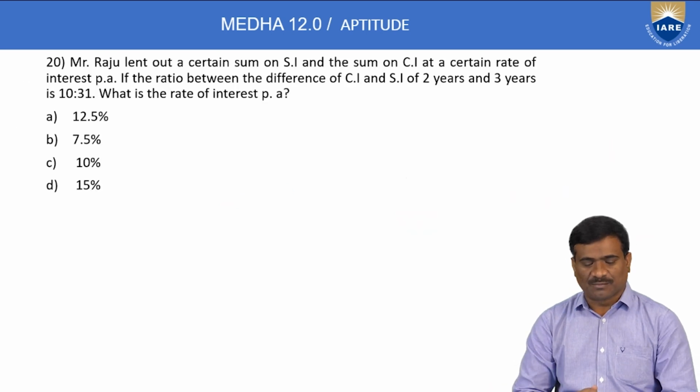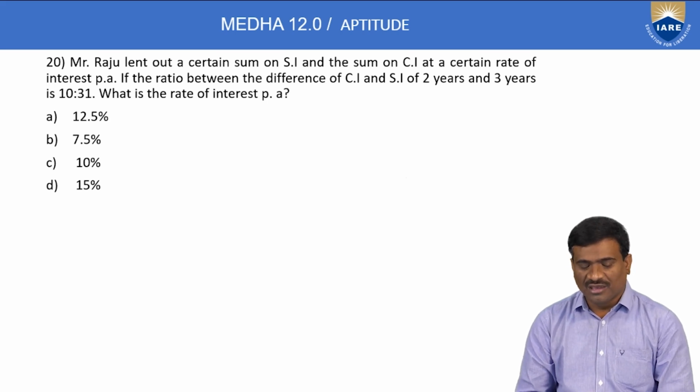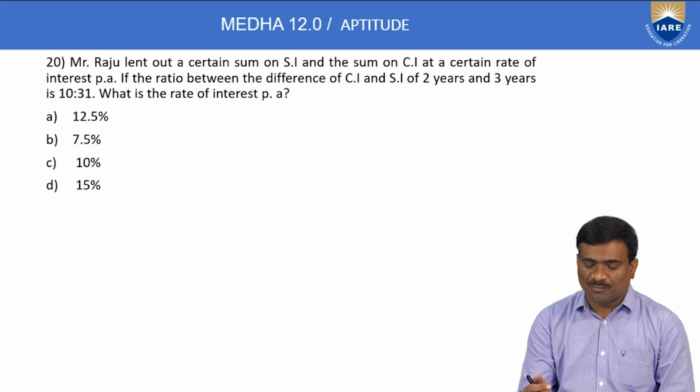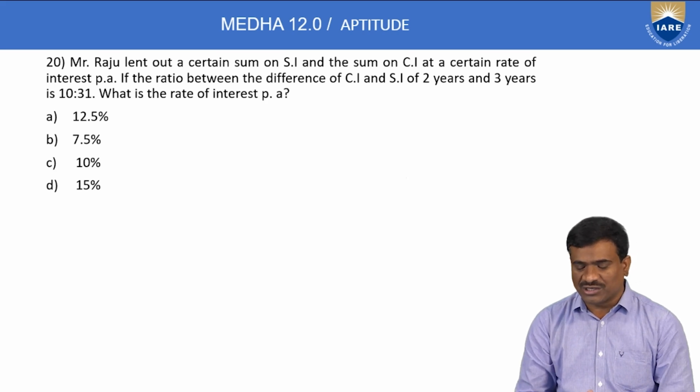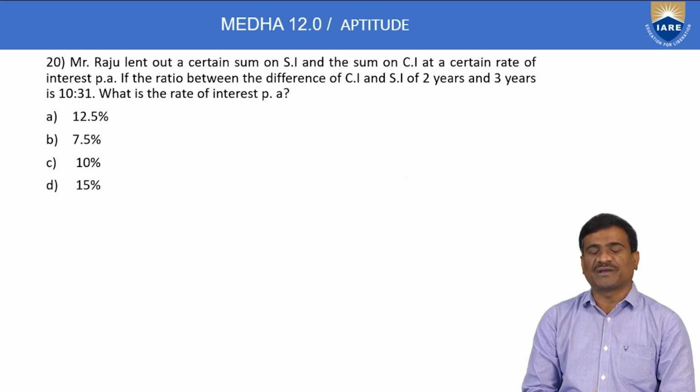Next, last example. Mr. Raj lent out a certain sum on simple interest and the same sum on compound interest at a certain rate of interest per annum. If the ratio between the difference of compound interest and simple interest of 2 years and 3 years is 10:31, what is the rate of interest per annum?